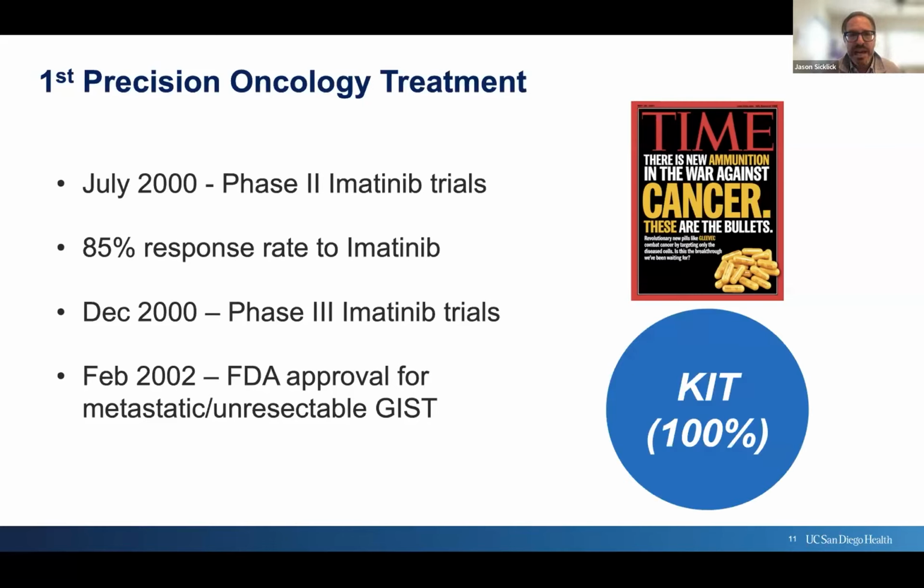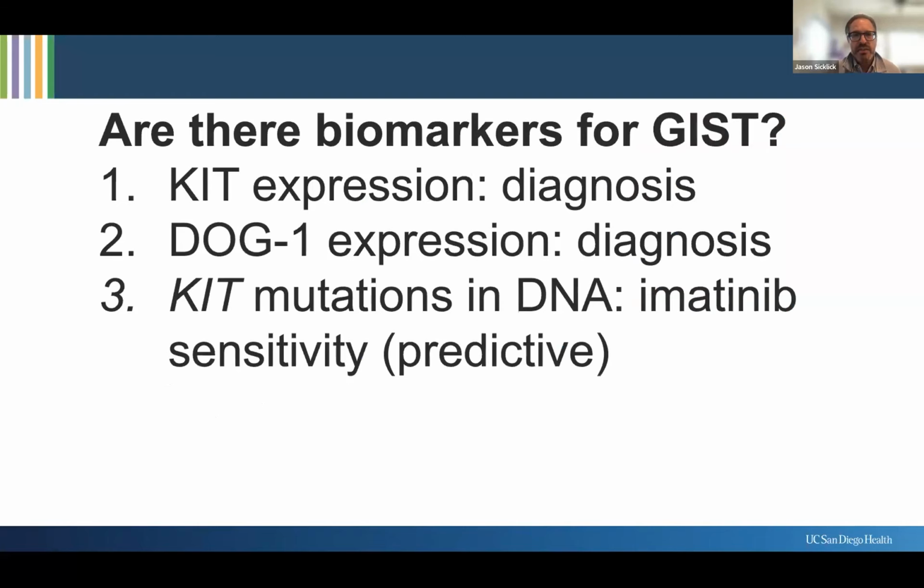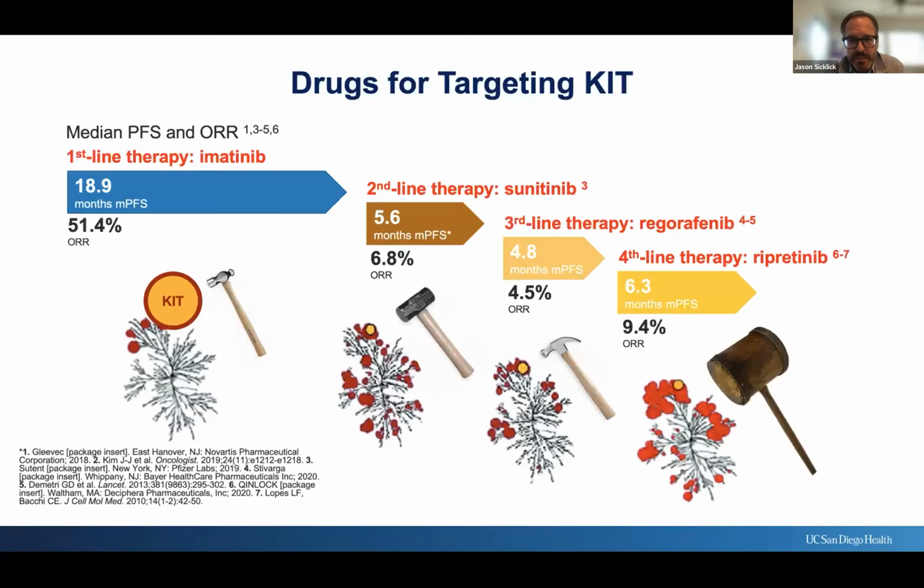But at that time, we had this presumption that 100% of GISTs were driven by KIT mutations. And so we started adding on a second or third biomarker of GIST, not being the KIT mutations in the DNA. At that point, what we would say is that having the KIT mutation would predict that the patient's tumor would be sensitive to imatinib.